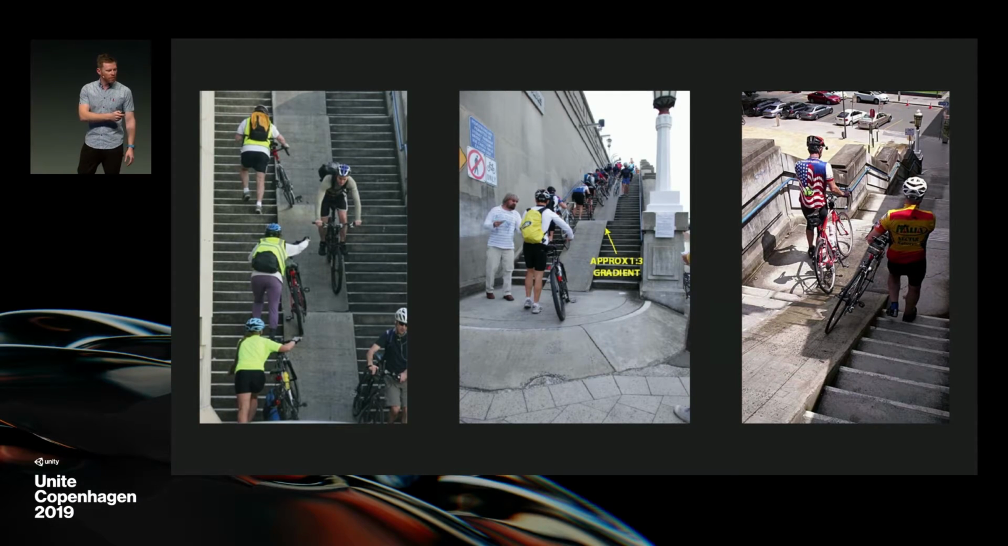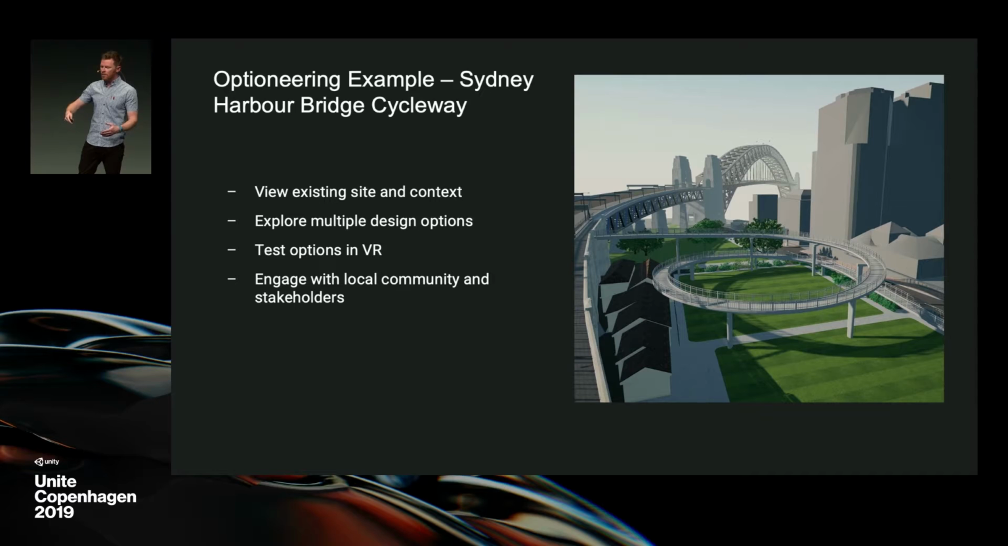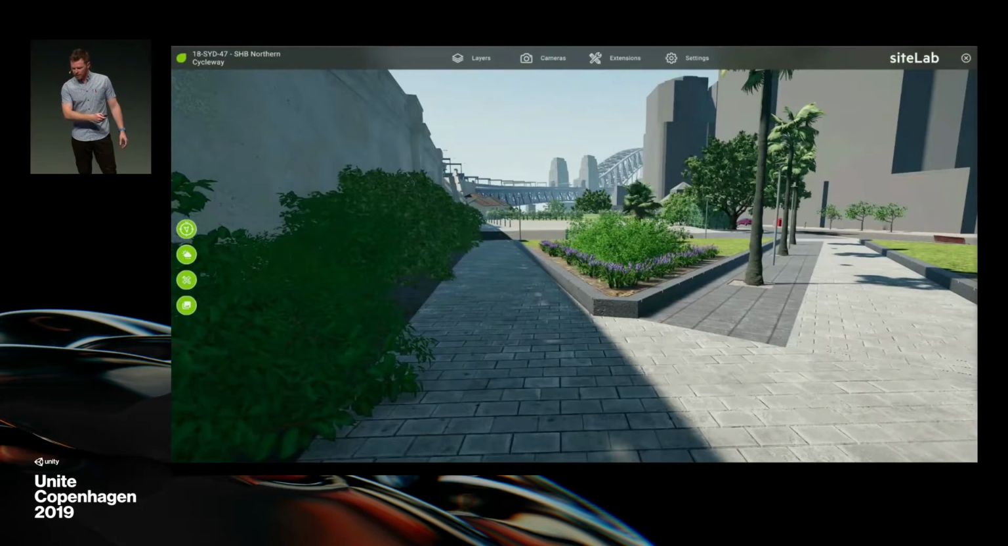So we worked with RMS to basically come up with an engagement tool that we could visualize all those different options, and this is where we look at a Sitelab extension. So what we did is we built an optioneering extension directly into Sitelab so that we could go out to the community and engage with the local community and stakeholders. And this is kind of what it looks like.